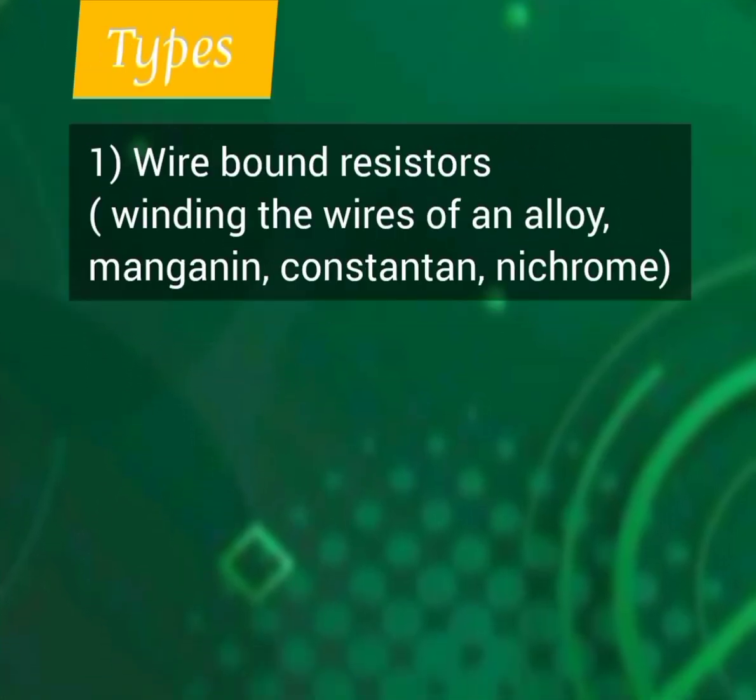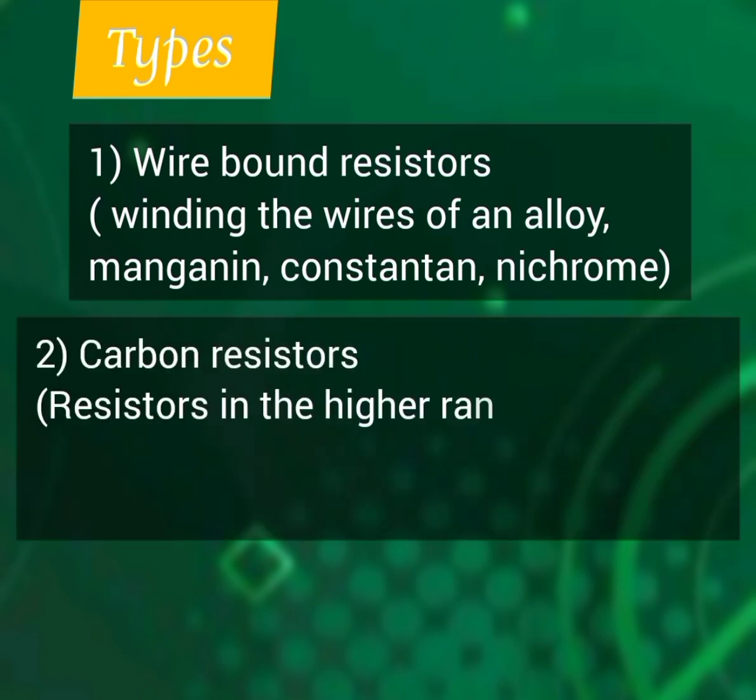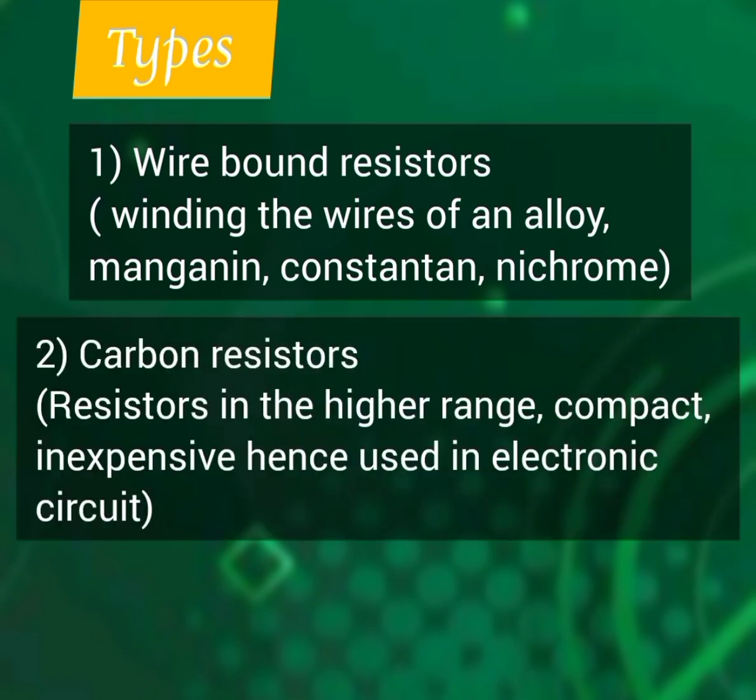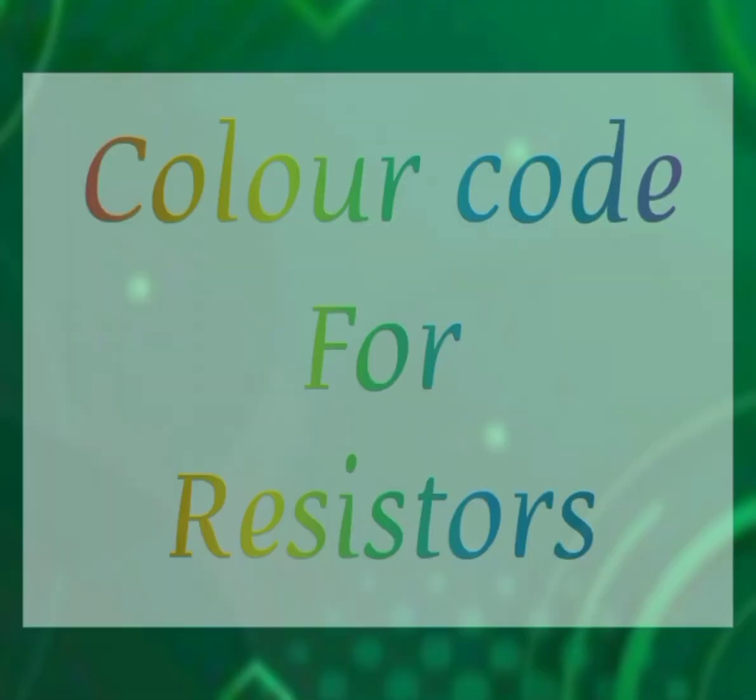There are two major types. First one, wire-wound resistor. Second one, carbon resistors. Wire-wound resistors are made by winding wires of an alloy such as manganin, constantan, or nichrome. Carbon resistors are compact and inexpensive, and hence are used in electronic circuits. Carbon resistors are small in size, hence their values are given using a color code.